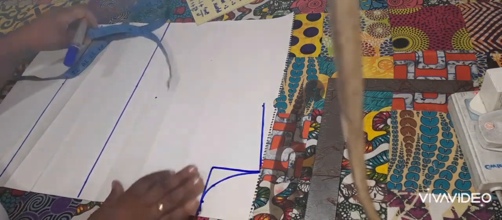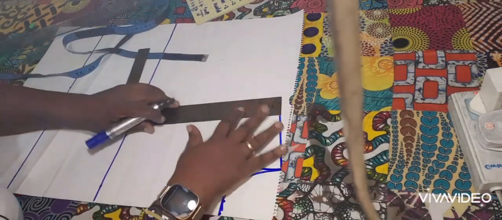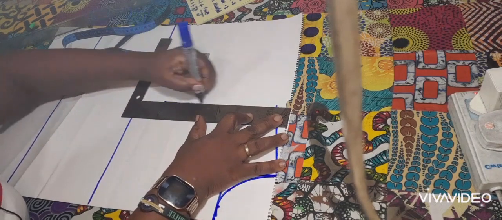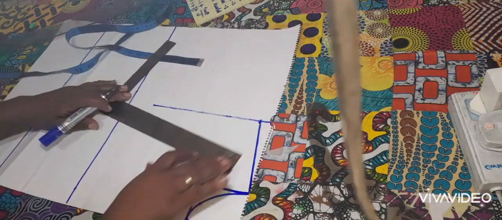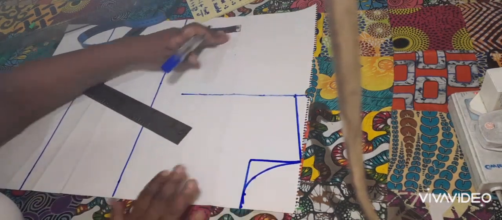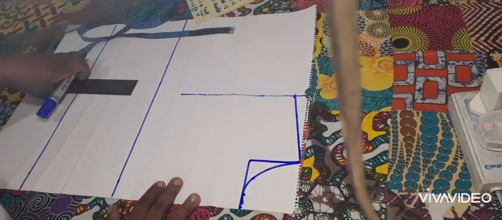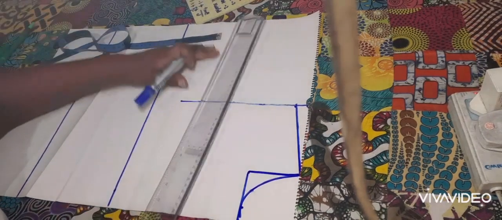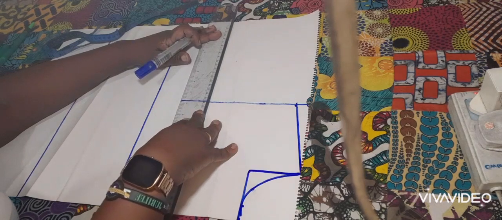This is where our armhole is going to start from. Then you rule down to the 9 inches. You join it down to the 9 inches. Then we come here now, we draw our horizontal line also, because this is where the armhole starts from.